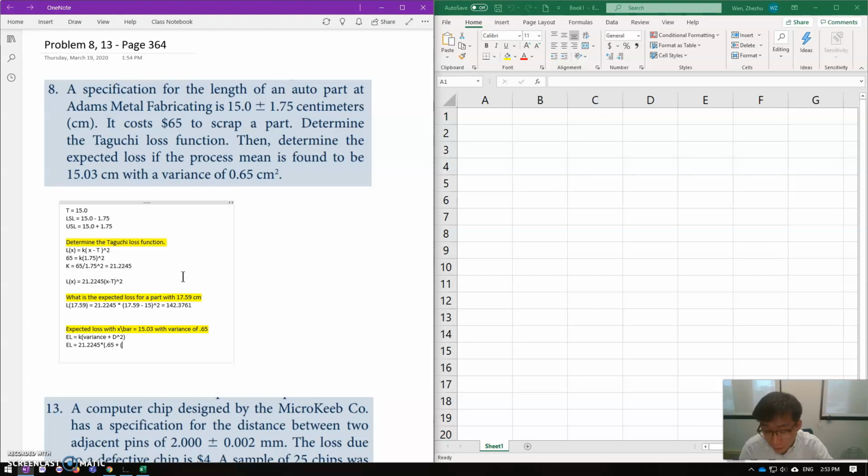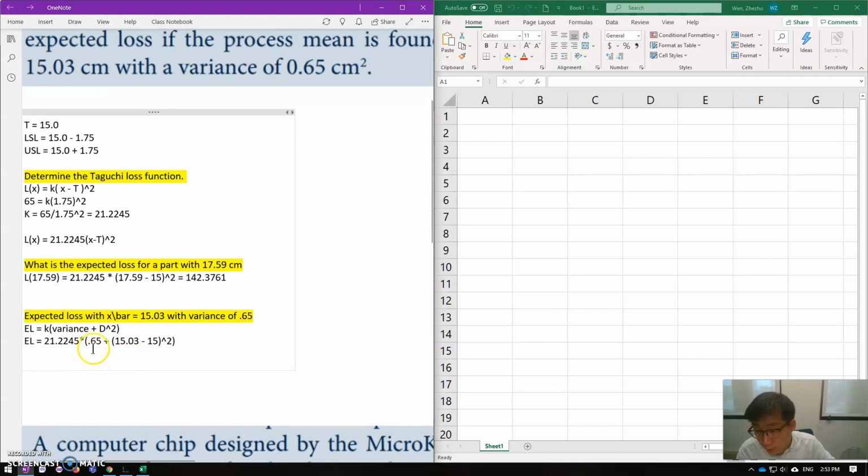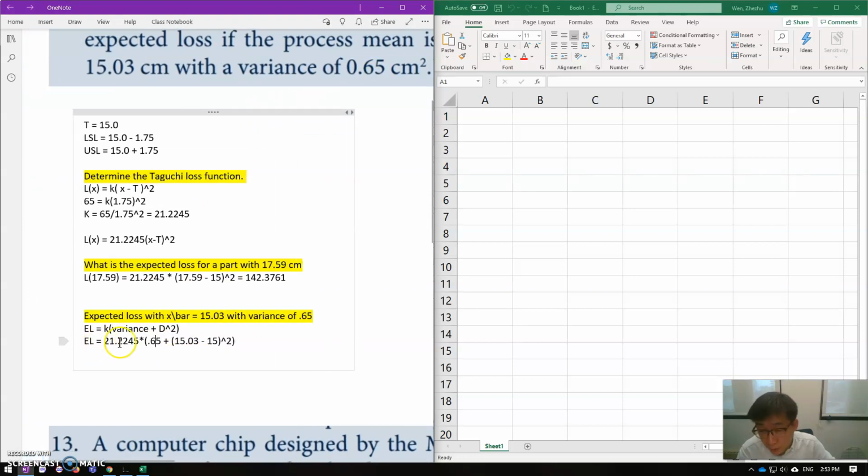The mean difference, or the average deviation, here in this case is 15.03 minus 15 squared. Look at here carefully. It provided us with a variance so that we don't have to square it, because variance already is something squared. And this is the mean difference, or the average deviation, or expected deviation. All these terms are used interchangeably.